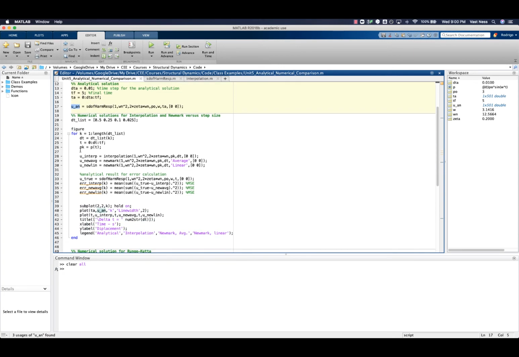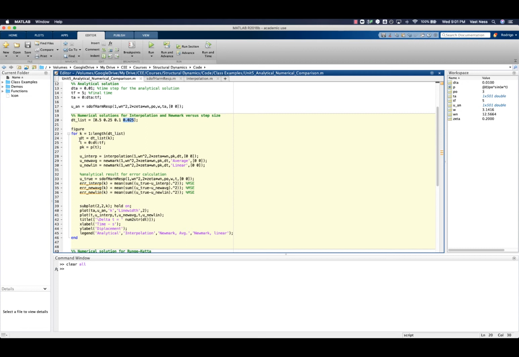Now we get to the meat of the program. This is where we run various numerical solutions for a list of various step sizes. So this is the list of step sizes dt list. I'm going to start with a pretty big time interval or step size of 0.5 seconds, and I'll go progressively down to an interval of 0.025 seconds.